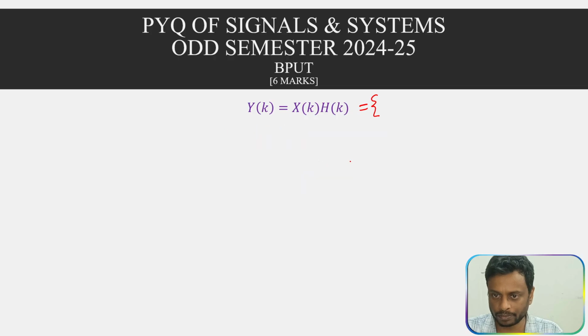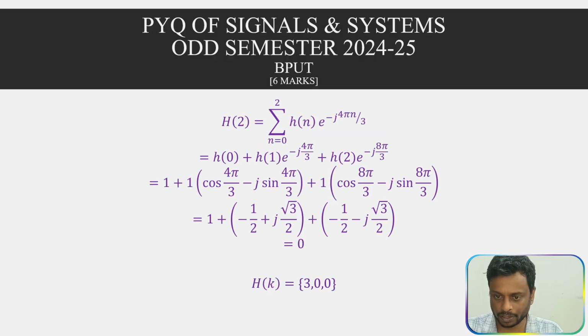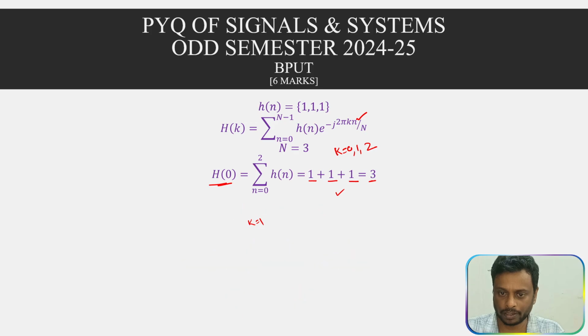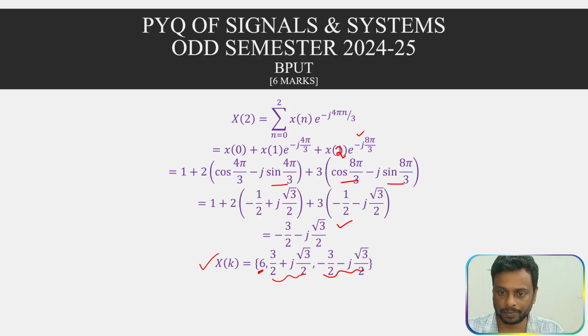What is h of k equal to 3, 0, 0. If you multiply that value with n equal to 1, that will be 0. Our x of k value is 6. These values of h of k are 0 and 0, so if we multiply these two values with 0 0, it will be 0. So just x of 0 and h of 0, that value we need to multiply.